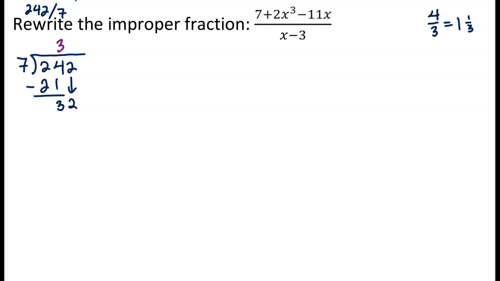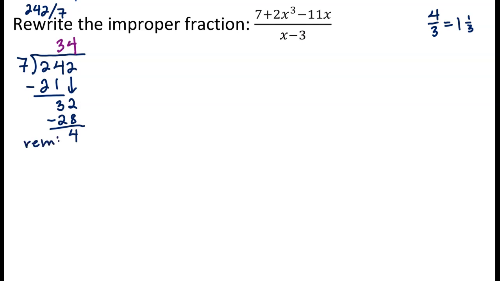And we ask ourselves the question again at this point. How many times does 7 go into 32? And the answer here will be 4. So 7 times 4 was 28. So how much do we have left over now? And 32 minus 28 is 4. So this is our remainder.